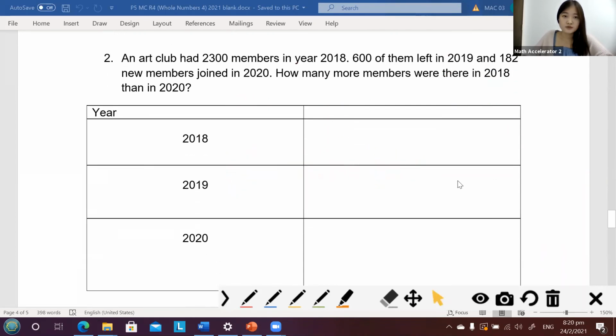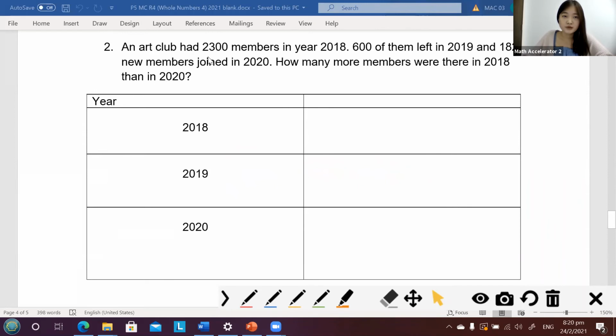Okay, question 2. An art club had 2,300 members in year 2018. 600 of them left in 2019.